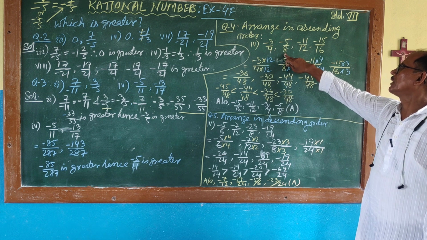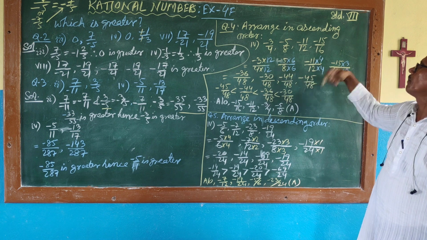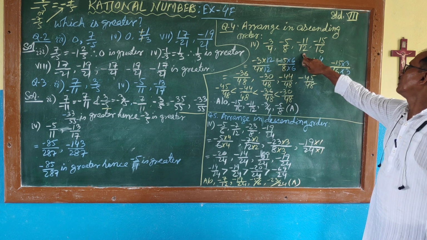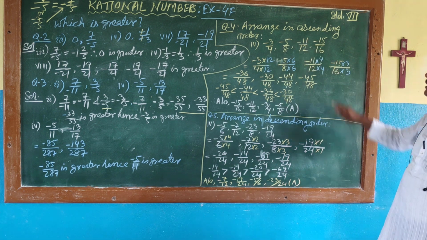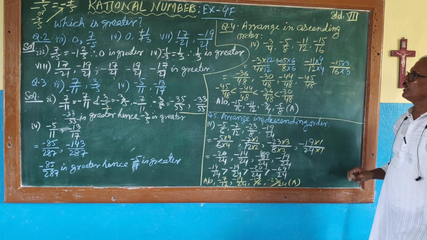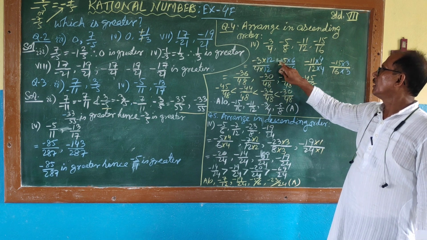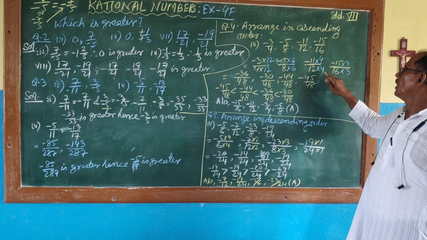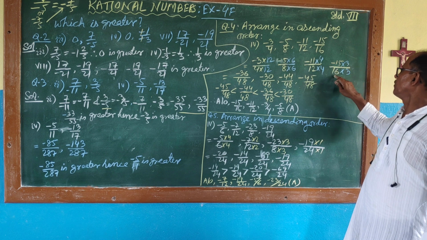Now 48 divided by 8 is 6. So 6 will be multiplied with both numerator and denominator. Now 48 divided by 12, definitely 4 will be multiplied with both numerator and denominator. 48 divided by 16 is 3, both numerator and denominator will be multiplied by 3. You make it. So minus 3 into 12 by 48, minus 5 into 6 by 48, minus 44 by 48, and minus 45 by 48.